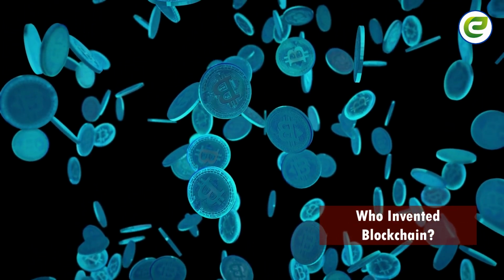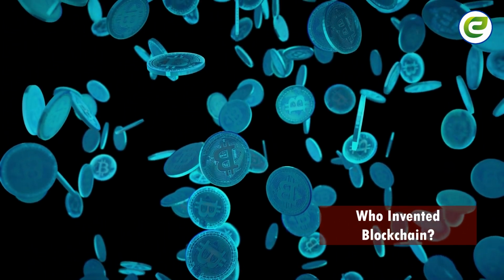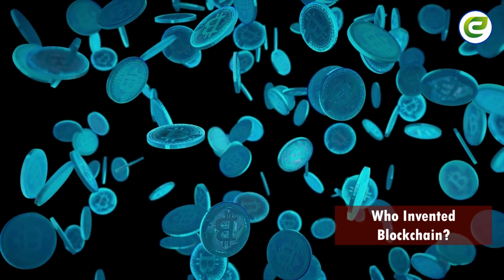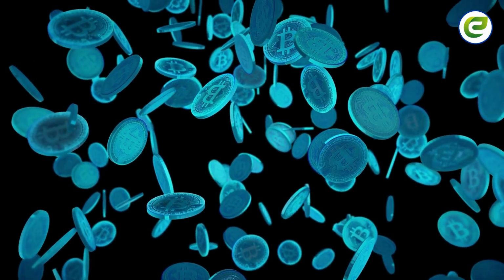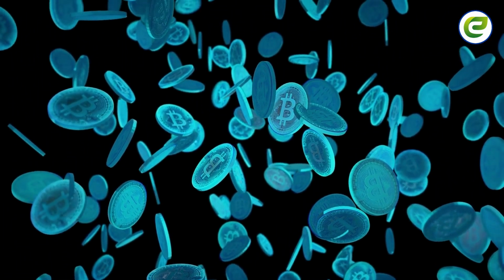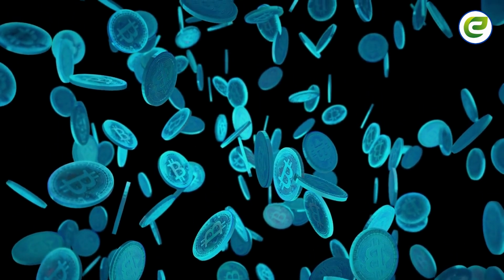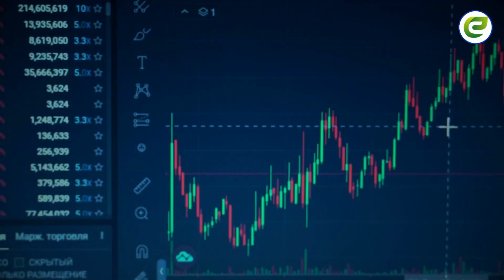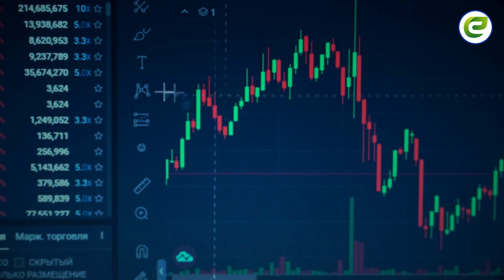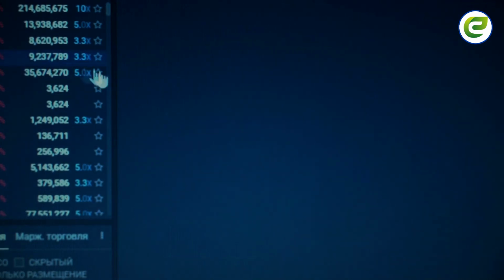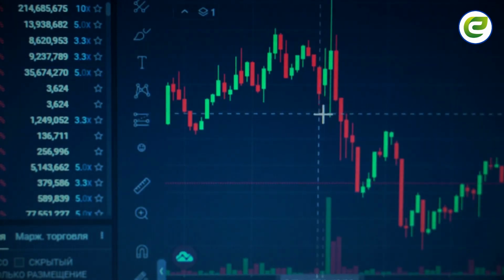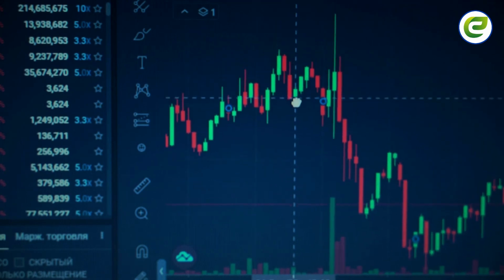Who invented blockchain? Blockchain technology was first outlined in 1991 by Stuart Haber and W. Scott Stornetta, two mathematicians who wanted to implement a system where document timestamps could not be tampered with. In the late 1990s, cypherpunk Nick Szabo proposed using a blockchain to secure a digital payment system, known as BitGold, which was never implemented.